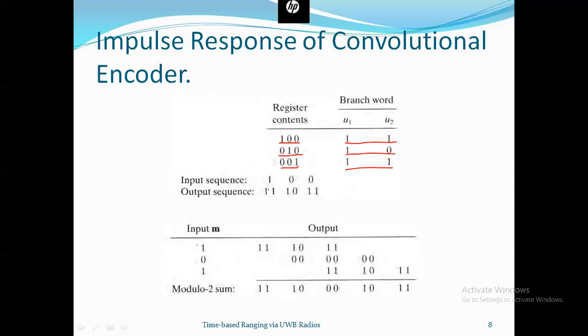So how can we write this? For example, we have a message 101. We have the impulse response of 1 as 111011, and for 0, we have the impulse response 000000. And for the second 1, we have the impulse response 111011, shifted. So we just do the modulo 2 sum of this, and we will get the desired output. So this is the 10-bit output if we have this 3-bit input message to the convolution encoder.